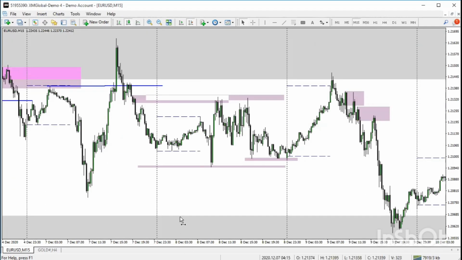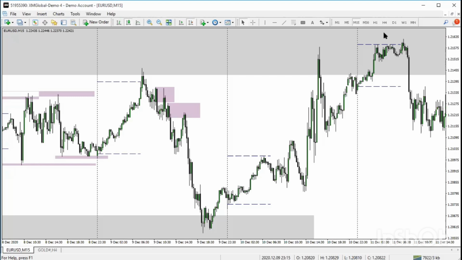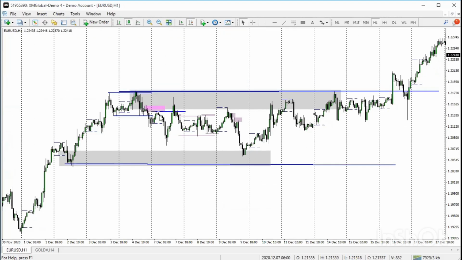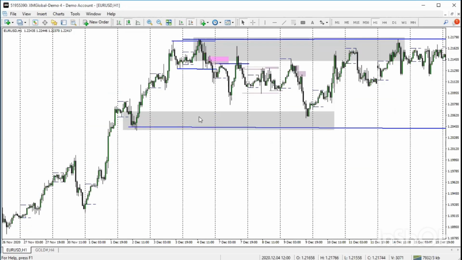What point do you realize it's a complex pullback? Huh? Can you repeat your question? At what point do you realize it's a complex pullback? If I see something like this, a higher high. Yes. If price comes back here, that's not a complex pullback. Okay, like this one here.